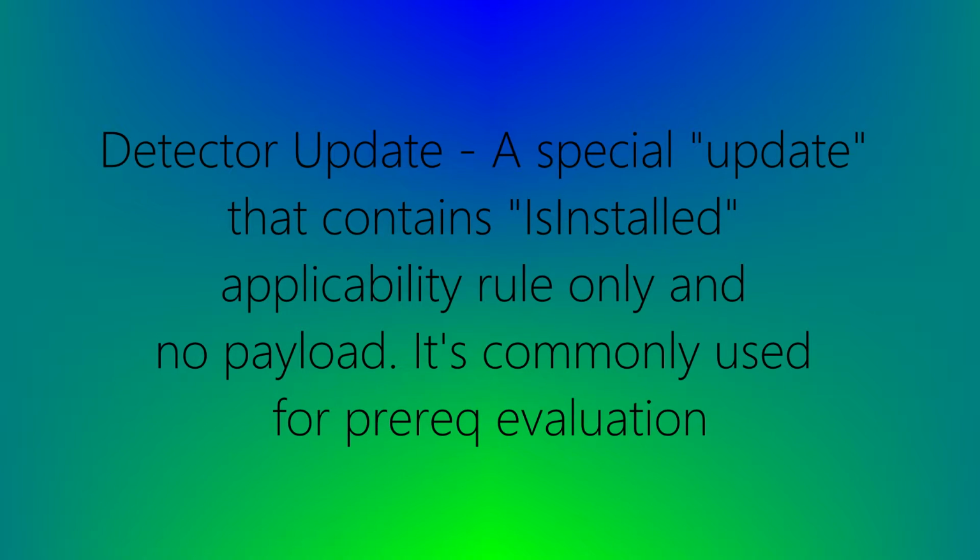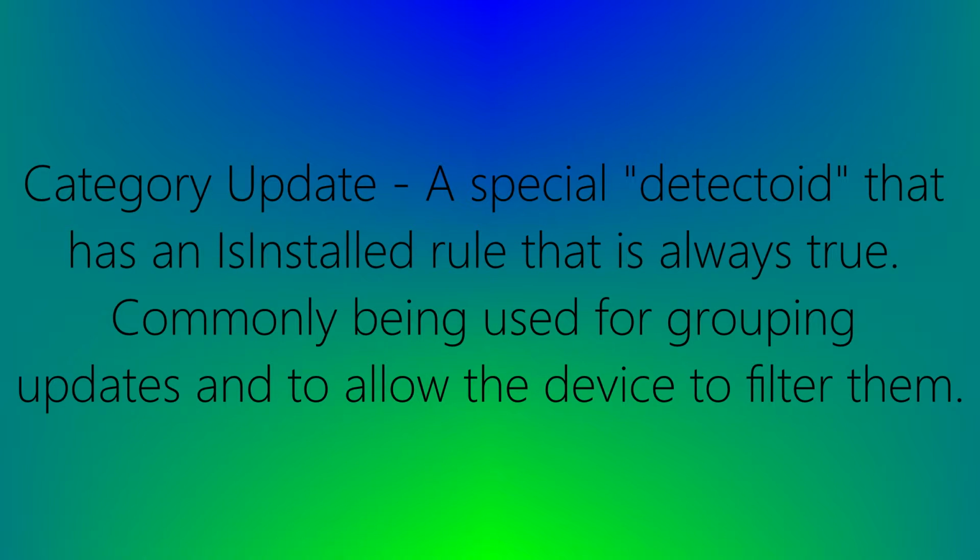A detectoid update is a special update that contains an is-installed applicability rule only, and no payload. It's commonly used for prereq evaluation. Category update. This is a special detectoid that has an is-installed rule that is always true, commonly being used for grouping updates and to allow the device to filter them.